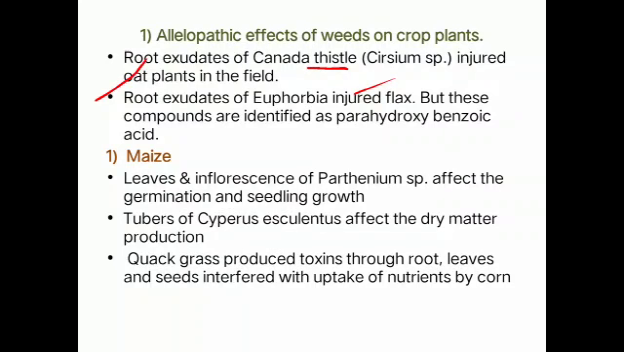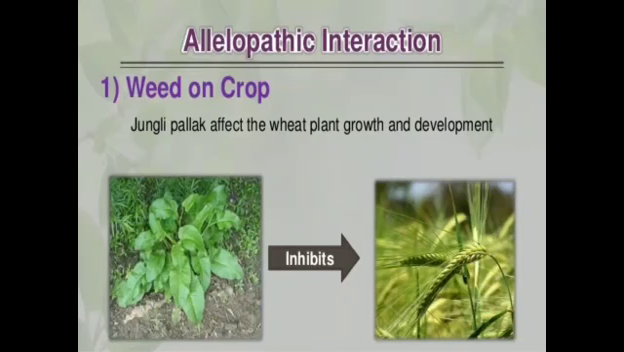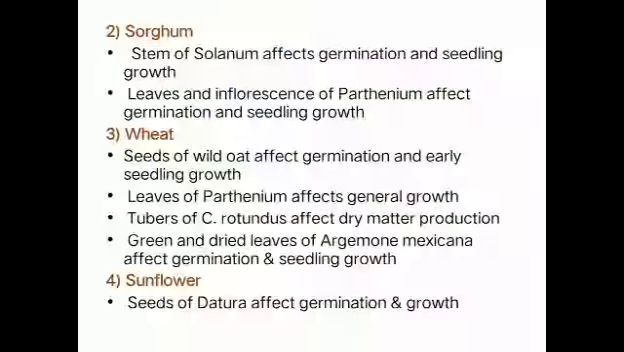The effect of weed on a crop, we see one by one. First one is maize. The leaves and inflorescence of Parthenium species affect the germination and seedling growth of maize. Then tubers of Cyperus esculentus affect the dry matter production of maize crop. Then quackgrass produces toxins through roots, leaves and seeds and interferes with uptake of nutrients by corn. You see the effect of weed on a crop. The jungli palak affects the wheat plant, its growth and development.